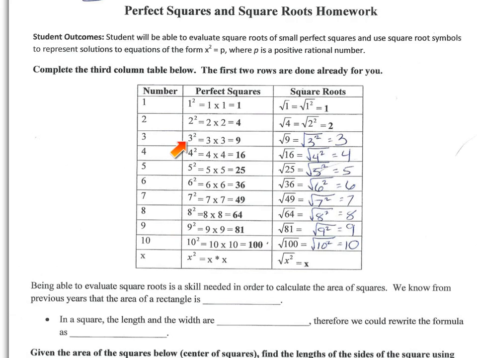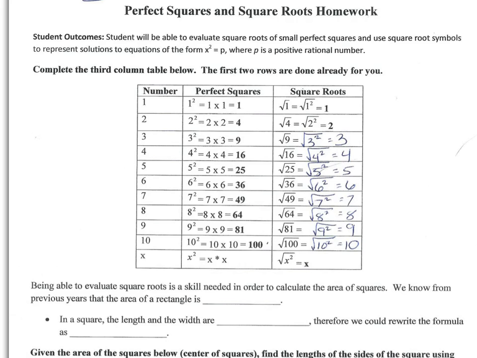So 3 squared equals 9, 4 squared is 16, 5 squared is 25, 6 squared equals 36, 7 squared equals 49, 8 squared equals 64, 9 squared equals 81, 10 squared equals 100. And when I square a variable, it's just the variable times itself, and we call it something like an x squared.